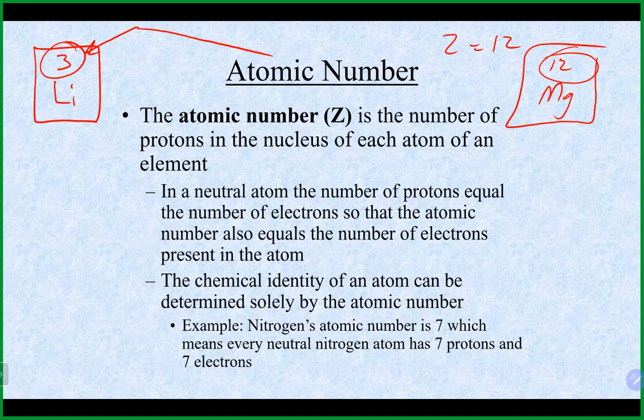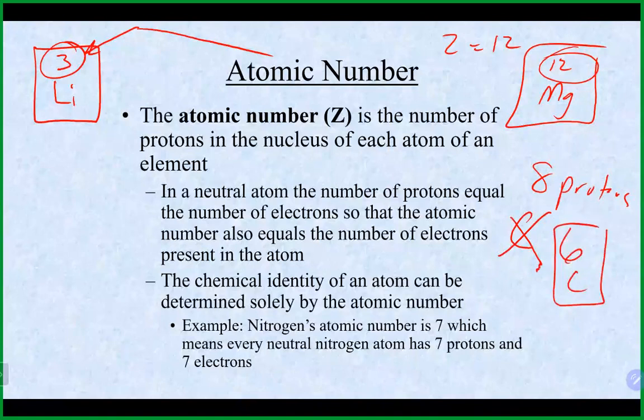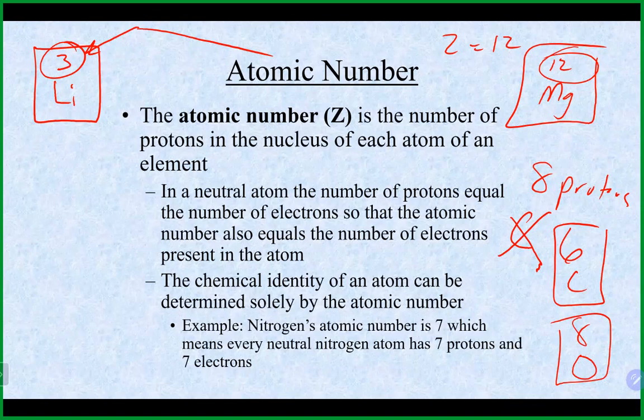You will never ever have a carbon atom that has 8 protons. It will never be carbon, because carbon has 6 as the atomic number. 8 would be, if you went to the periodic table, oxygen. So again, if you change the number of protons, you do change the element that you're dealing with. Every element has its own number of protons and an atomic number. Any questions on that there?